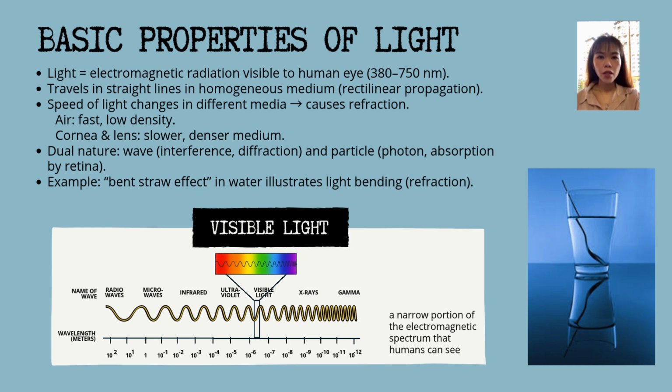But when light changes from one medium to another, for example, from air into the cornea, its speed slows down. This bending of light, called refraction, is what allows the eye to focus light onto the retina. Think of how a spoon looks bent when placed in a glass of water. That same principle applies to light entering the eye.